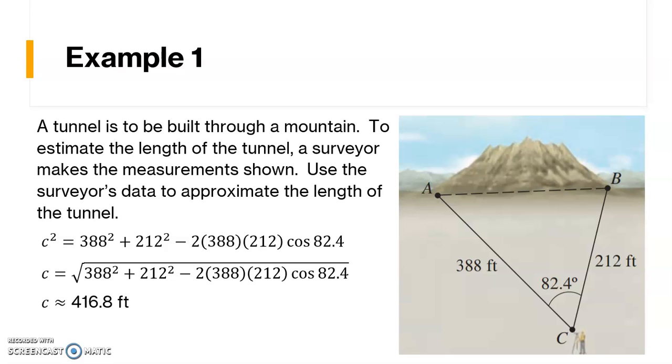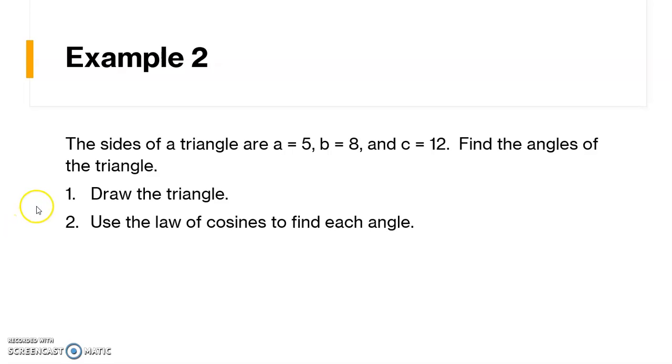Let's take a look at another example. In example 2, it says the sides of a triangle are A equals 5, B equals 8, and C equals 12. Find the angles of the triangle. So what you're going to do is try to draw this triangle, and then use the law of cosines to find each angle. So start out with angle A. Draw the triangle, find angle A, and then press play to check your answers before you go on to B and C.